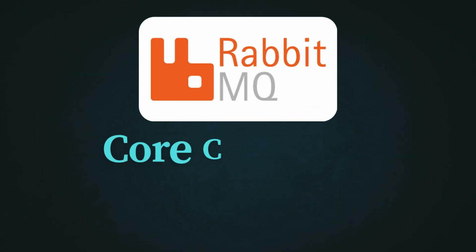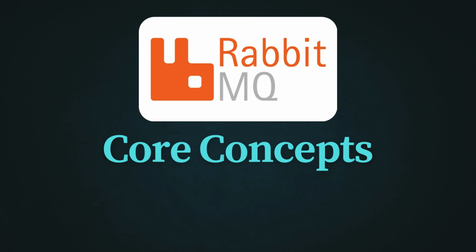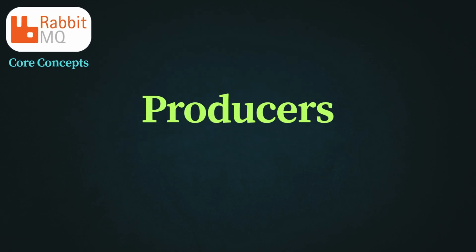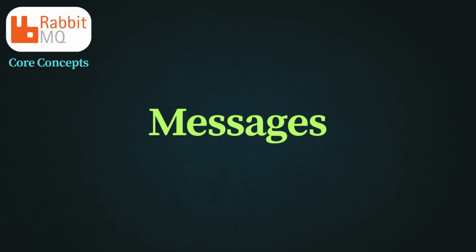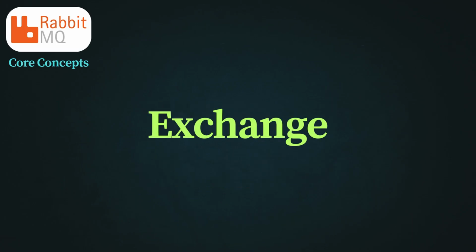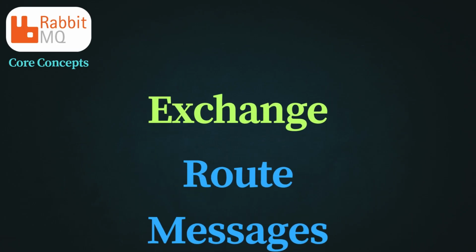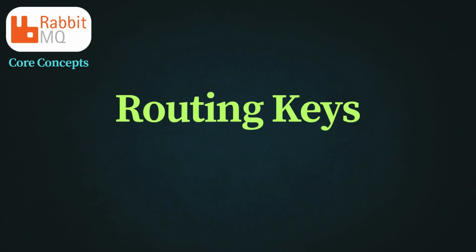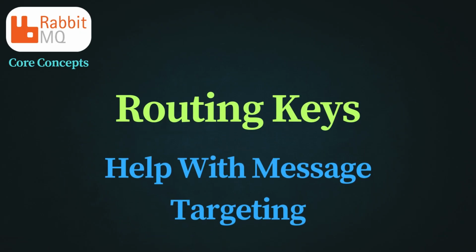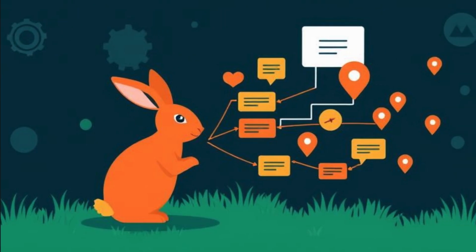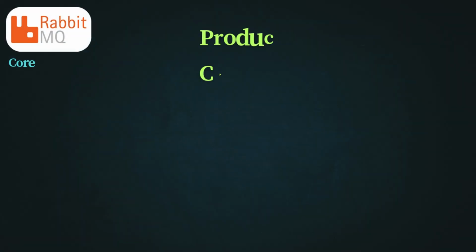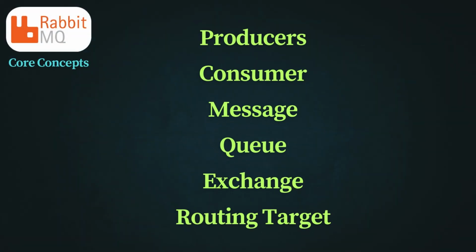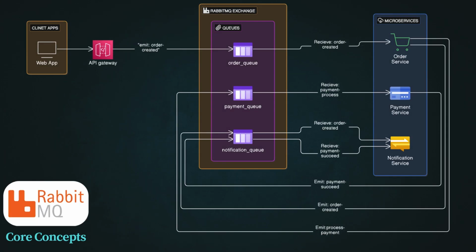So now let's go over some core concepts of RabbitMQ. We have producers which send messages. The consumer receives messages. Messages are held in a queue. An exchange decides how to route messages to queues. Routing keys help with message targeting. So think of RabbitMQ as a smart post office, and it knows where each message needs to go. I will review all of these concepts in our real-world microservices application later in this video.